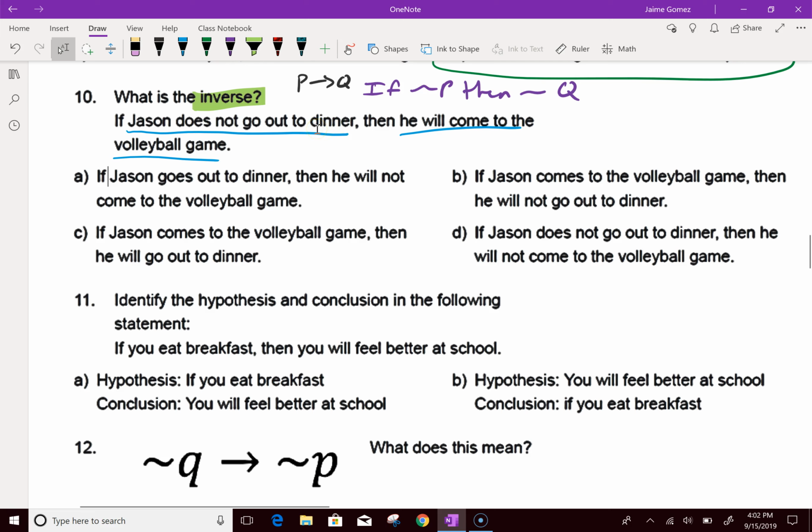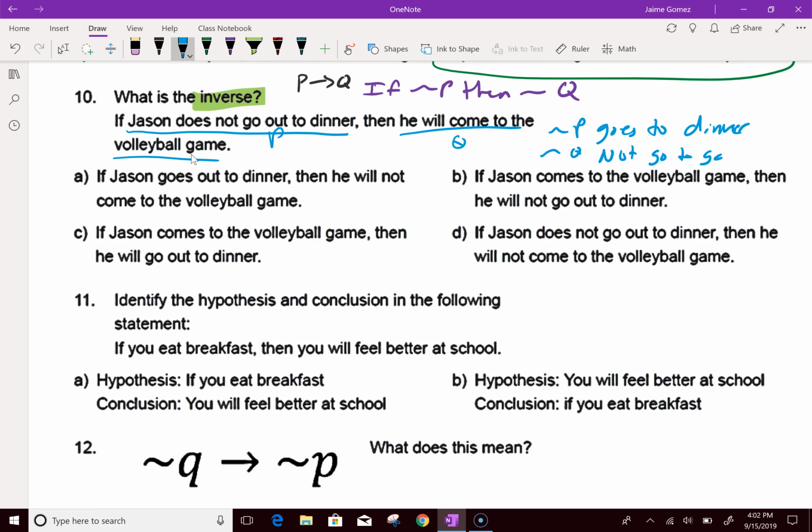So yes, dinner. So P: not P means he goes to dinner. And not Q. This was P and this was Q. Q says he will come to the volleyball game, so we're going to change that. If he's going to the volleyball game, now he will not go to the volleyball game.